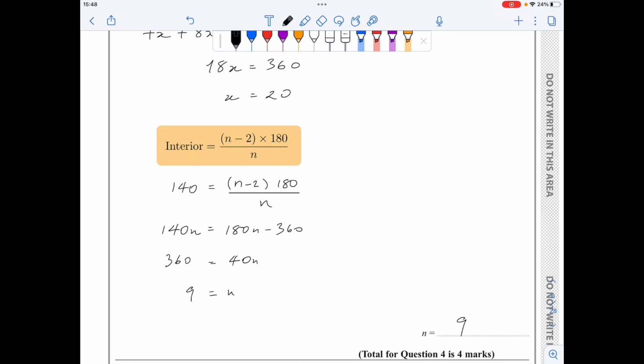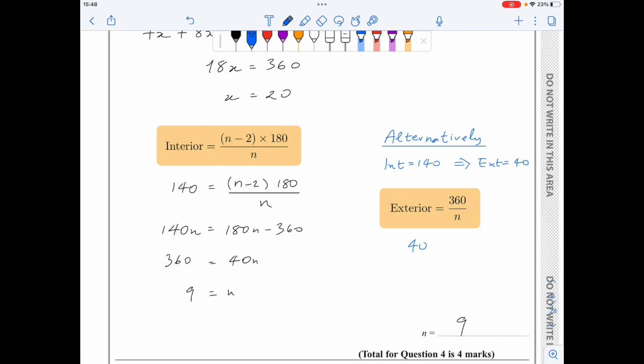Now, alternatively, since the interior angle is equal to 140, you can find the exterior angle, which is 180 minus the interior. So the exterior is 40, and you can use the following formula. So 40 is equal to 360 over n. So n is 360 over 40, which comes out to be 9 again.